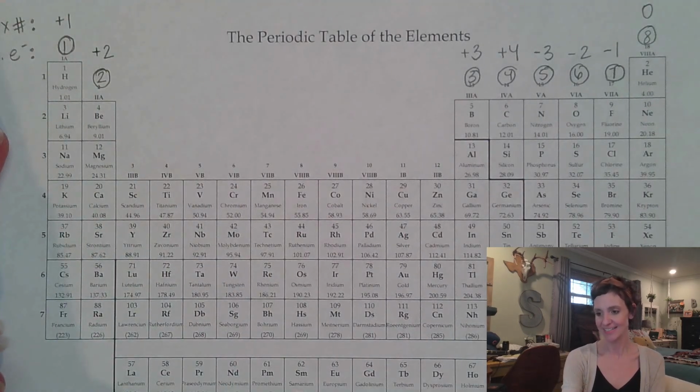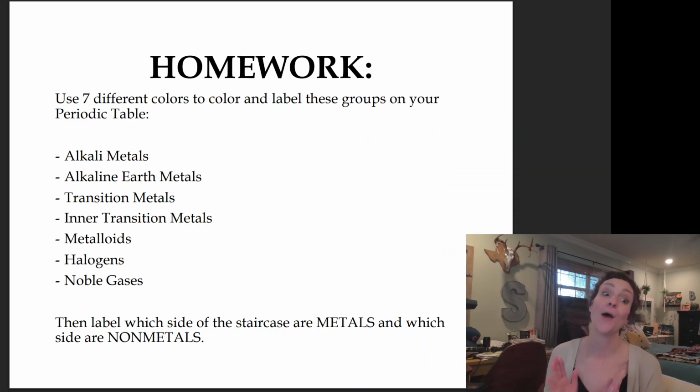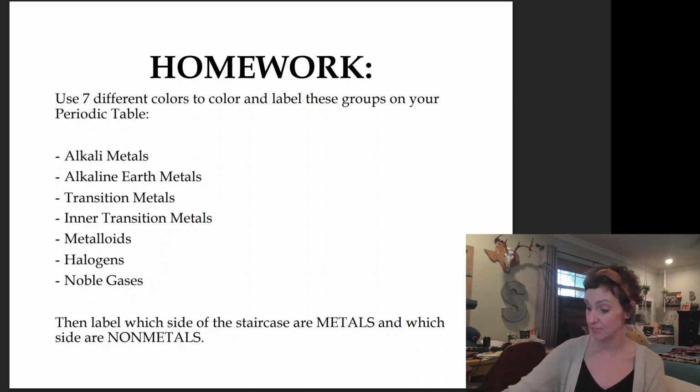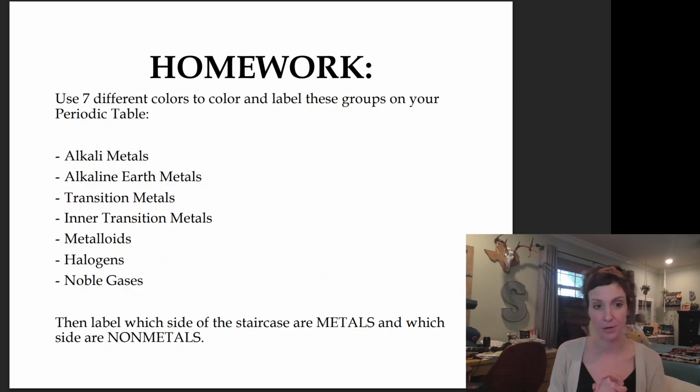So that was very exciting. Let's see what is up next. So we have homework. It says you are going to choose 7 different colors. I will allow you to choose 7 different colors of your choosing, and you will be labeling the special groups on your periodic table.